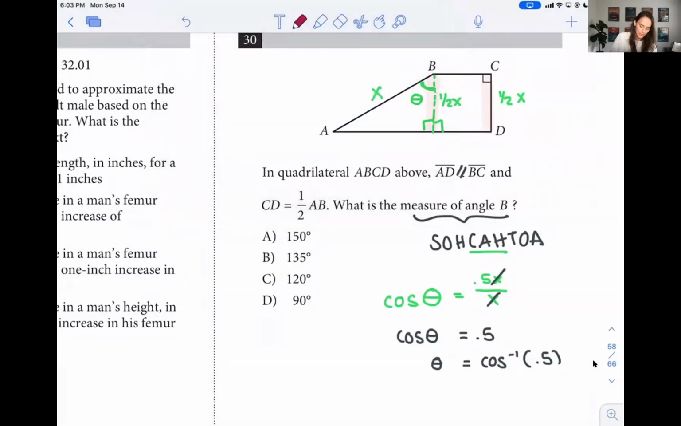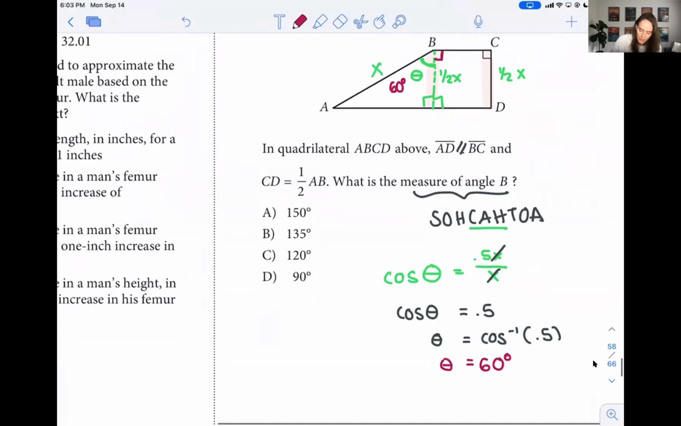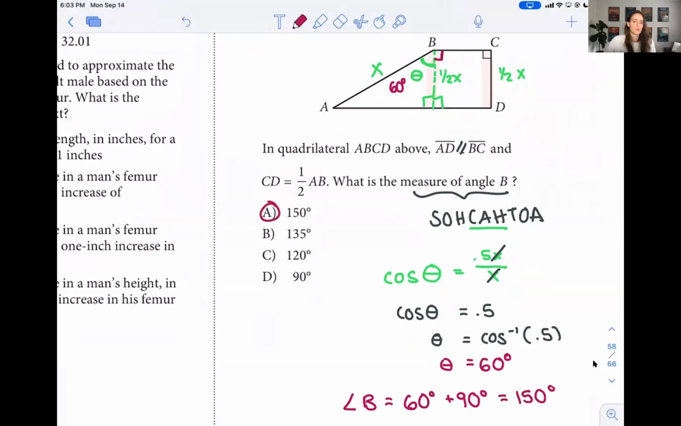So I can put 60 degrees right here, but remember they want the whole angle B. So I need to add that right angle to the 60 degrees. So we have theta equals 60 degrees. So angle B is going to equal 60 degrees plus 90 degrees. A right angle is equal to 90 degrees, which equals 150 degrees, which is answer choice A right there.